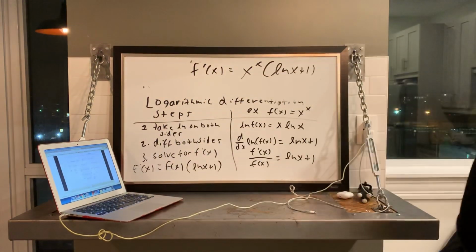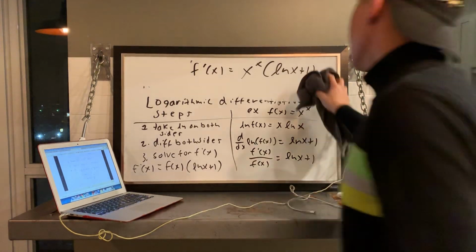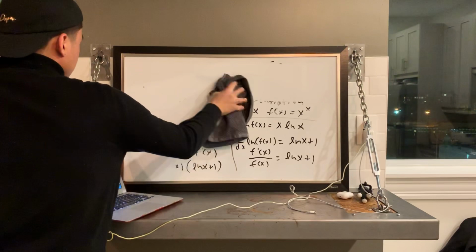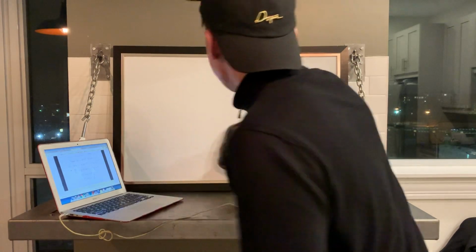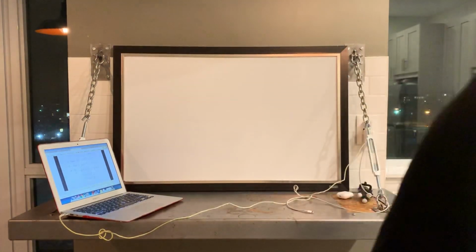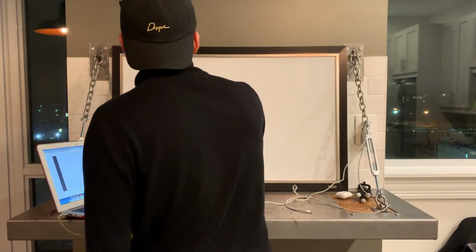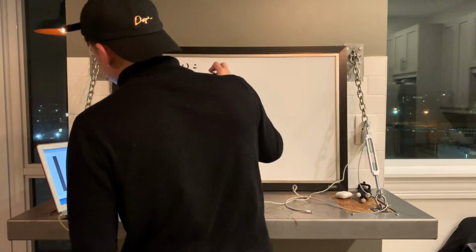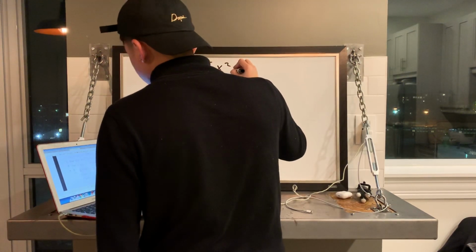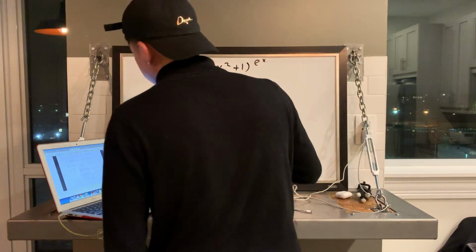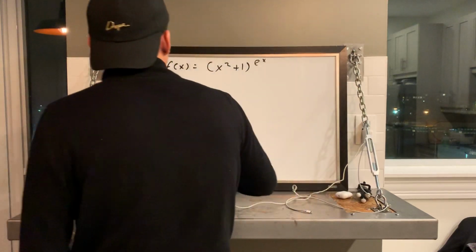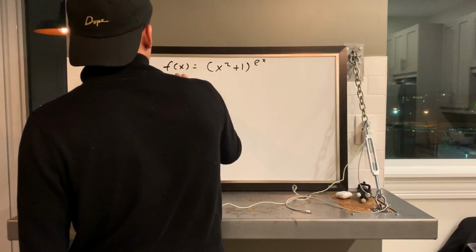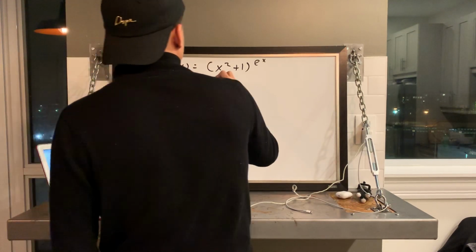So if I do this again, this logarithmic differentiation, which is a mish and a half, so if I have f of x equals x squared plus 1 to the power of e to the x, I ln both sides, I'm just following the formula. Differentiate both sides, solve for f prime. Ln of f of x.